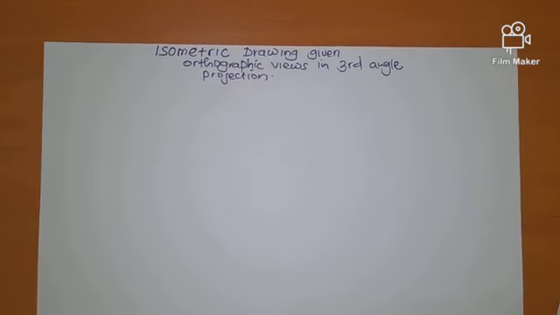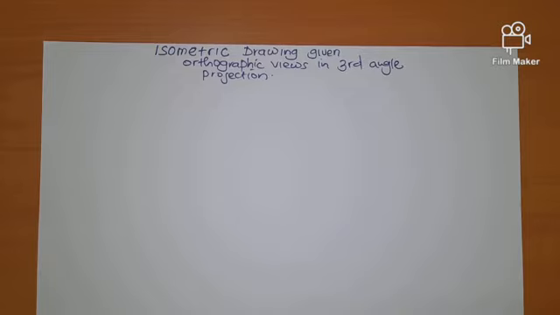Today we are going to look at isometric drawing given orthographic views in third angle projection. So that means we've been given the views drawn in third angle projection, and we are supposed now to convert them back to our solid figure, and that particular solid figure we draw as a pictorial drawing, or a pictorial solid figure, that is in isometric.